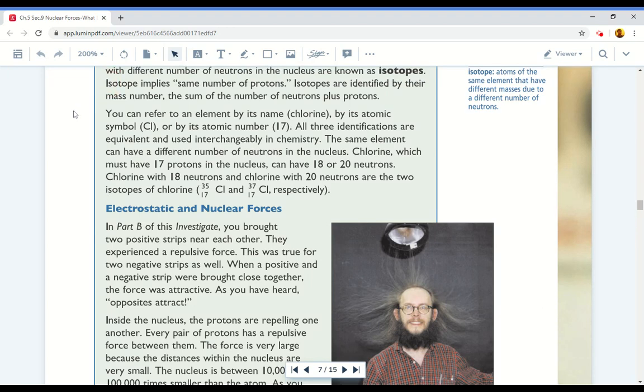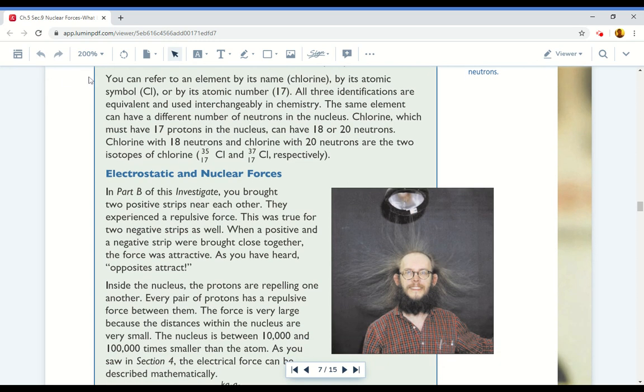Isotope implies same number of protons. Isotopes are identified by their mass number, the sum of the number of neutrons plus protons. You can refer to an element by its name, chlorine, by its atomic symbol, Cl, or by its atomic number, 17. So that's using chlorine as an example. All 3 identifications are equivalent and used interchangeably in chemistry.